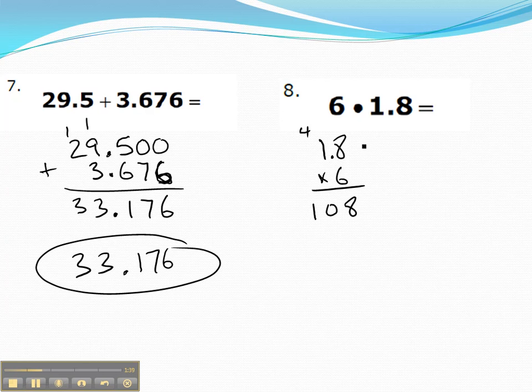Then we ask ourselves how many decimal places in each of these factors. How many decimal places in this factor? There's 1 digit after the decimal, so 1 decimal place there. How many decimal places in this factor? I don't see a decimal. If it's not in sight, it's on the right, and there are no digits after it, so there are 0 decimal places in this factor. 1 plus 0 is 1, so I need 1 decimal place in my product, so I have to place the decimal right there. 10.8, 10 and 8 tenths.